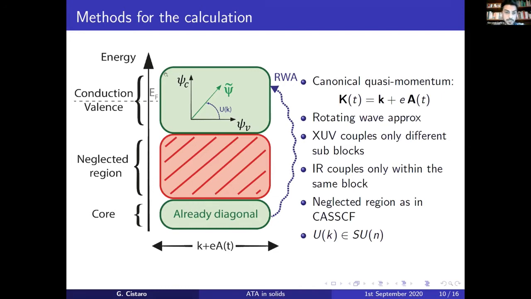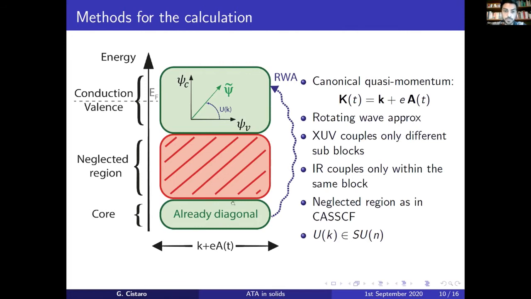While for valence and conduction, what we have to do is a transformation in the wave function space. So what we do is to rotate the eigenvectors in such a way that everything looks smooth in K. And last, for the x-axis, note that here we don't have K, but we have K plus a term that depends on time. And this is what is called canonical quasi-momentum. So we work in the accelerated frame. So we are really following the electron dynamic inside the band.